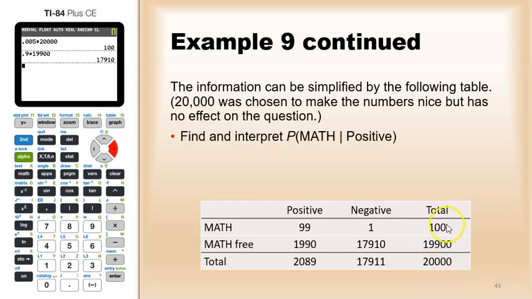Now the question is, we want to find the probability they had the virus given they tested positive. So looking at this table here, 2,089 people tested positive. Only 99 of them actually have the virus. So the probability that they have the virus given they tested positive is 99 out of 2,089, which is less than 5%. So that's considerably less than the 50, 60, 70% that I might have guessed at the beginning of this problem.